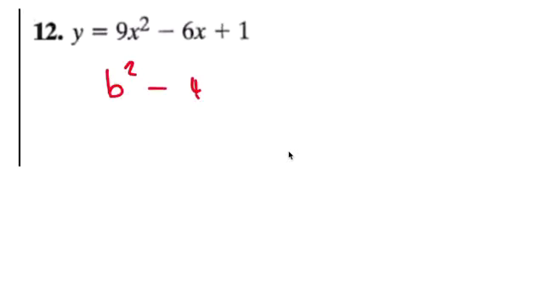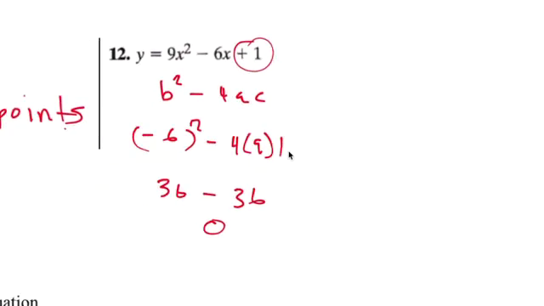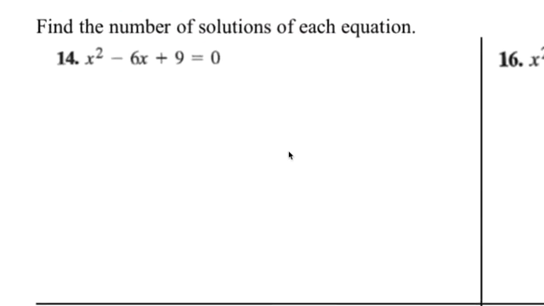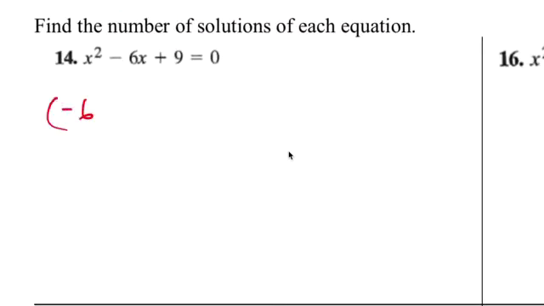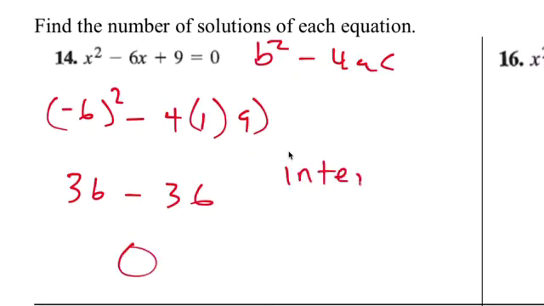b squared minus 4ac. b is negative 6 squared. That's 36. Minus 4 times 9 times 1. 1 is c. Okay, it equals 0, so it intersects the x-axis at 1 point. Next one, same thing. Negative 6 squared, b squared minus 4ac, minus 4 times a times c, which is 36 minus 0. It intersects at 1 point.